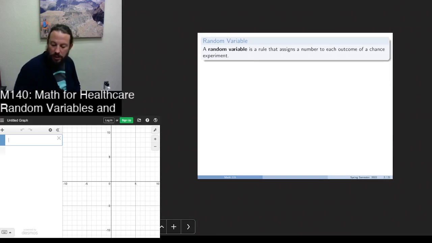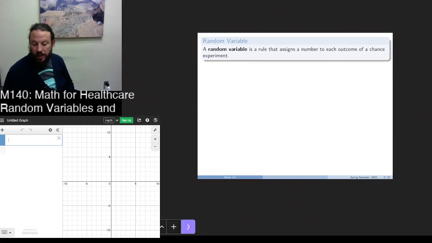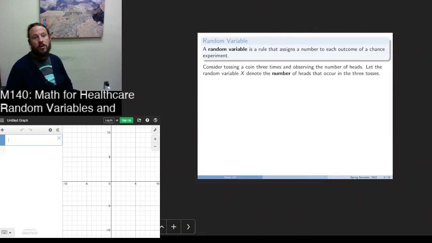More concretely here, we consider tossing a coin 3 times and observing the number of heads. We're going to let the random variable x denote the number of heads that occur in 3 tosses. I want you to think about this. What are the values x could take on here? We call that the range of x. Well, it could take on the value 0, right? You get 0 heads, you get 1 head, you get 2 heads, you can get 3 heads because you're tossing it 3 times.